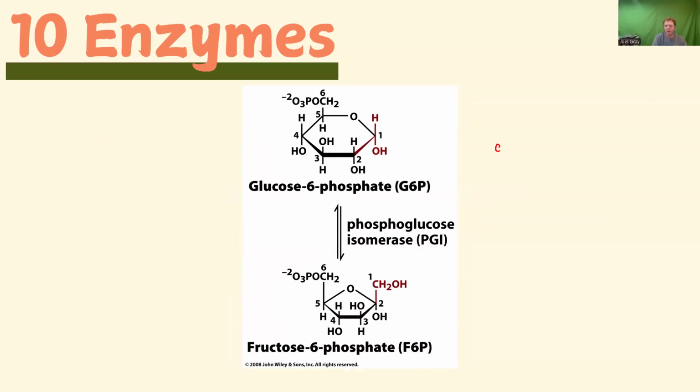Next up is our isomerization. We're taking our aldose, our phosphorylated aldose, glucose 6-phosphate, and I'm just trying to use some interchangeable terms here. We're going to produce a phosphorylated ketose, known as phosphoglucose isomerase. This is just rearranging. This is an isomerase.